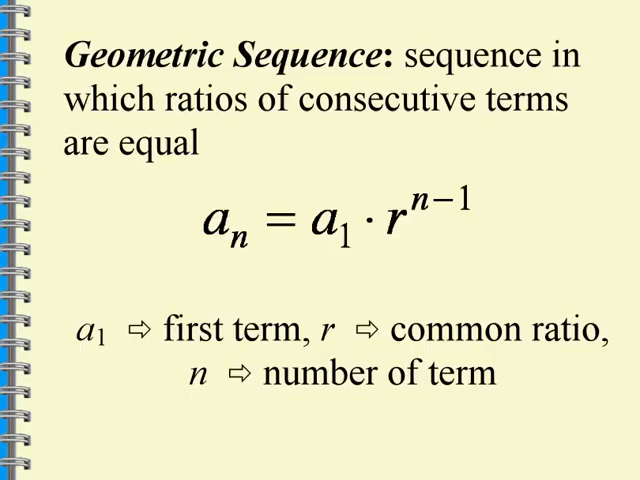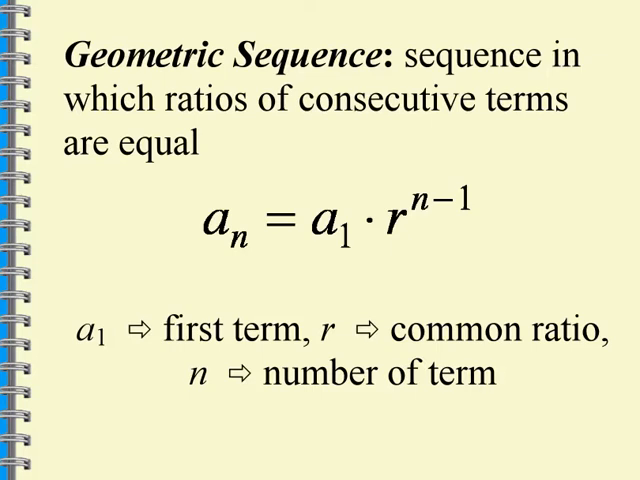Now, geometric sequence, this is the formula for what a geometric sequence looks like. I would highly suggest that you get this down. It's a sequence in which the ratios of consecutive terms are equal or are the same. This is the formula you need to get down. This is also taken from your book. You have A sub n. Those are subscripts, little variables written right after something. So A sub n equals A sub 1 times r to the n minus 1 power.